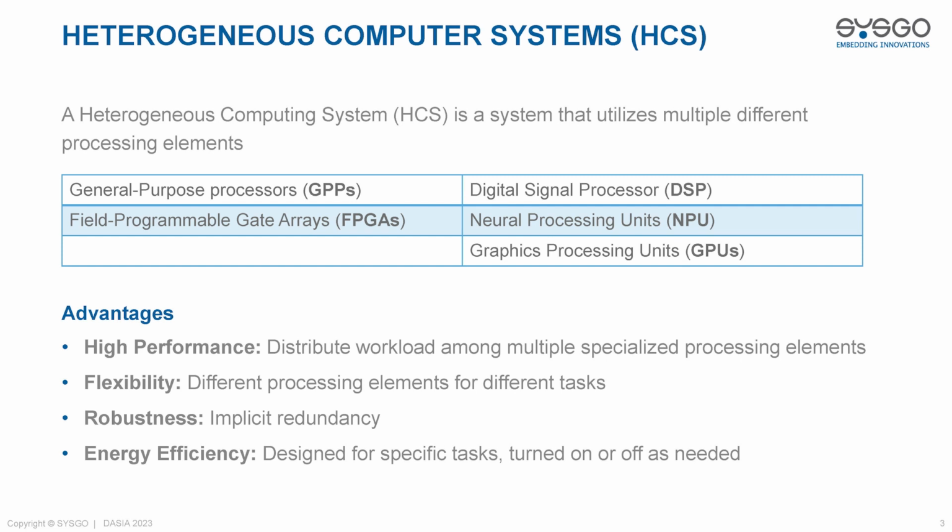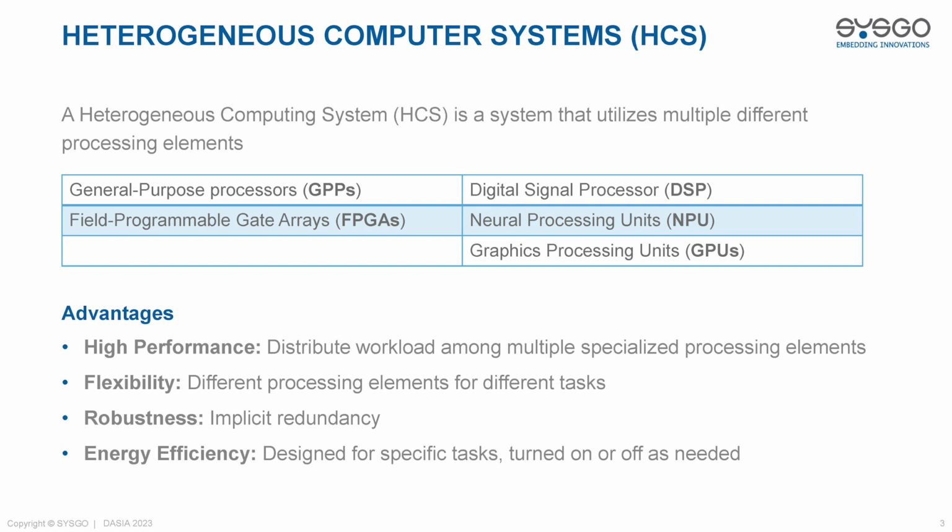The robustness is implicit. So you have more options where to deploy those software requirements. So they could be in two different processing elements. And in such way, you have implicitly achieved the redundancy.